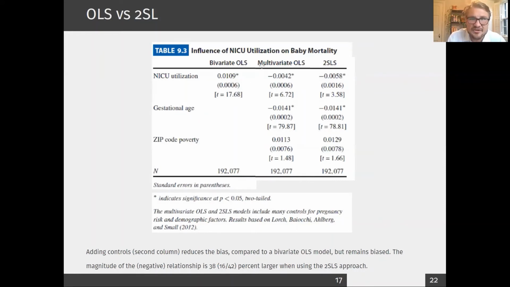And so the second column here is what happens to the naive OLS regression if you just add in a bunch of additional controls, and it goes from being a positive relationship to a negative relationship. So that's a good thing. This suggests that there was a lot of omitted variable bias at play here. But with the two-stage least squares estimate, the magnitude of this negative relationship is much larger. It's in fact almost 40% larger. So the multivariate OLS was likely biased towards zero and was underestimating the true positive impact of using NICUs on mortality.